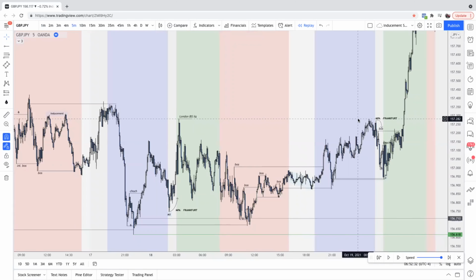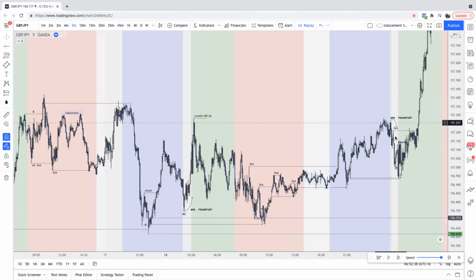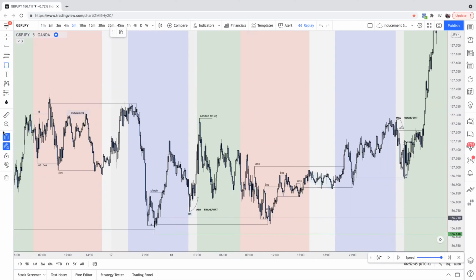Price then comes here, creates equal highs with London. Once again, mitigating off of this. Sellers, obviously sellers selling this, because at this point, what does this look like from a retail perspective? This just looks like support, right?